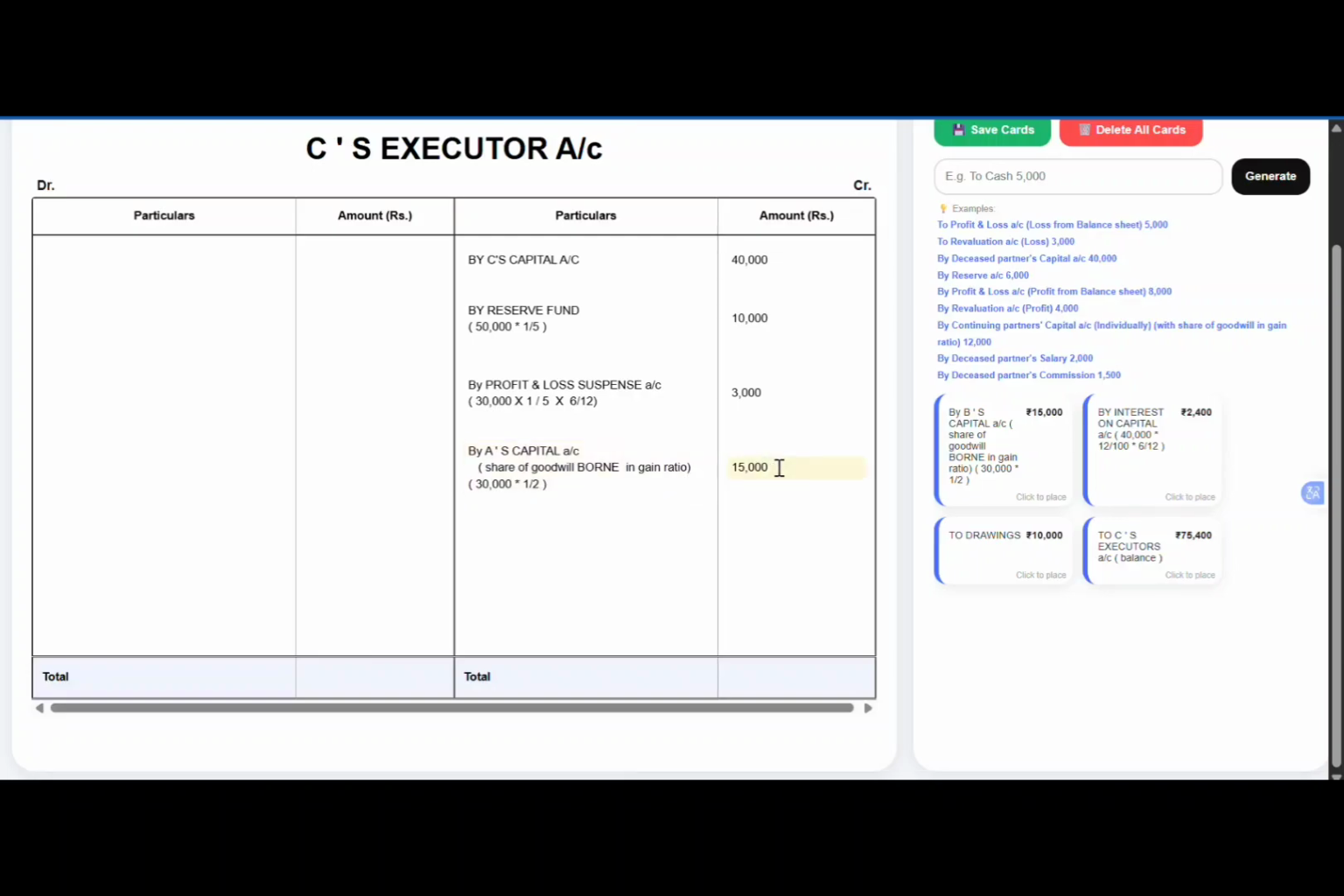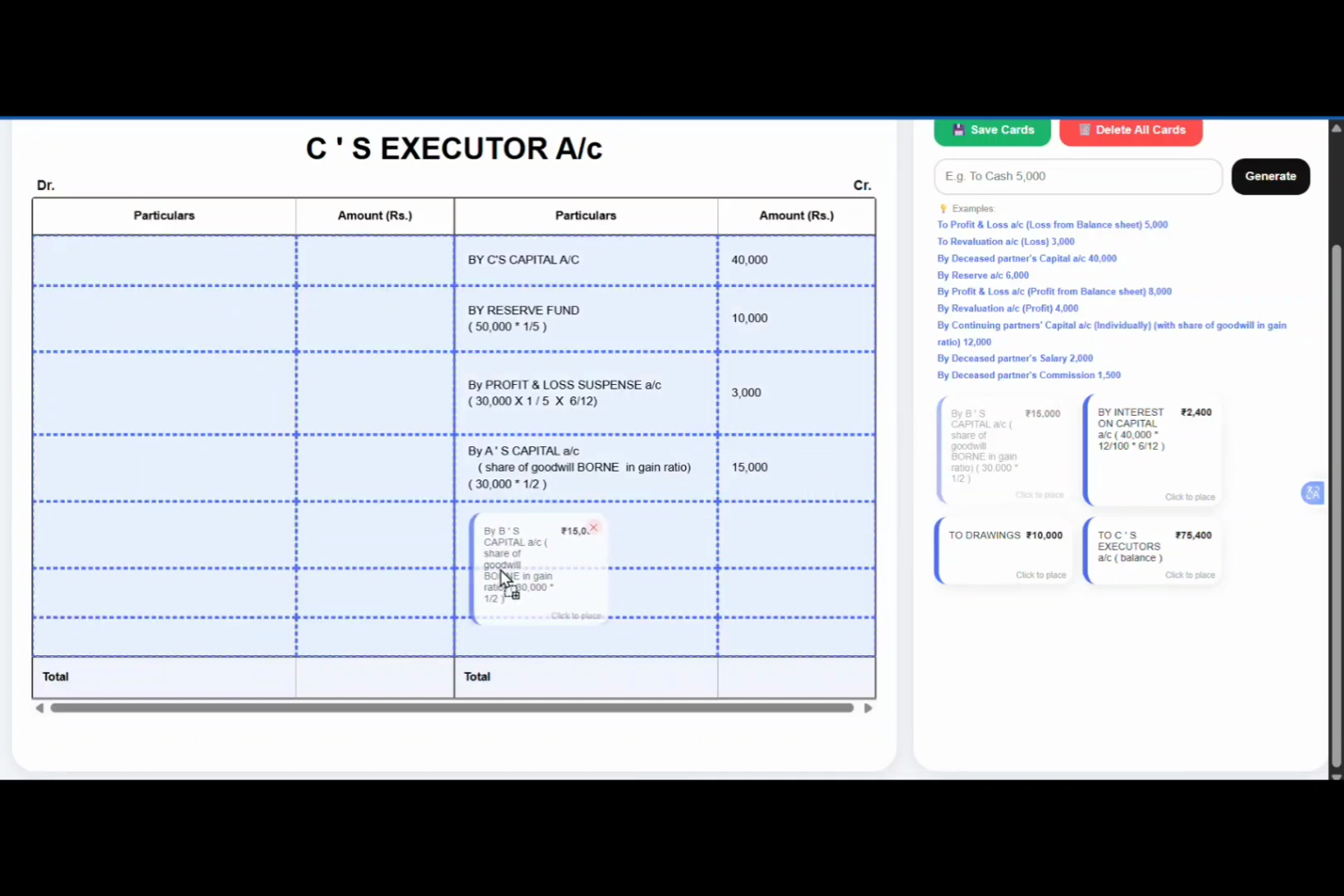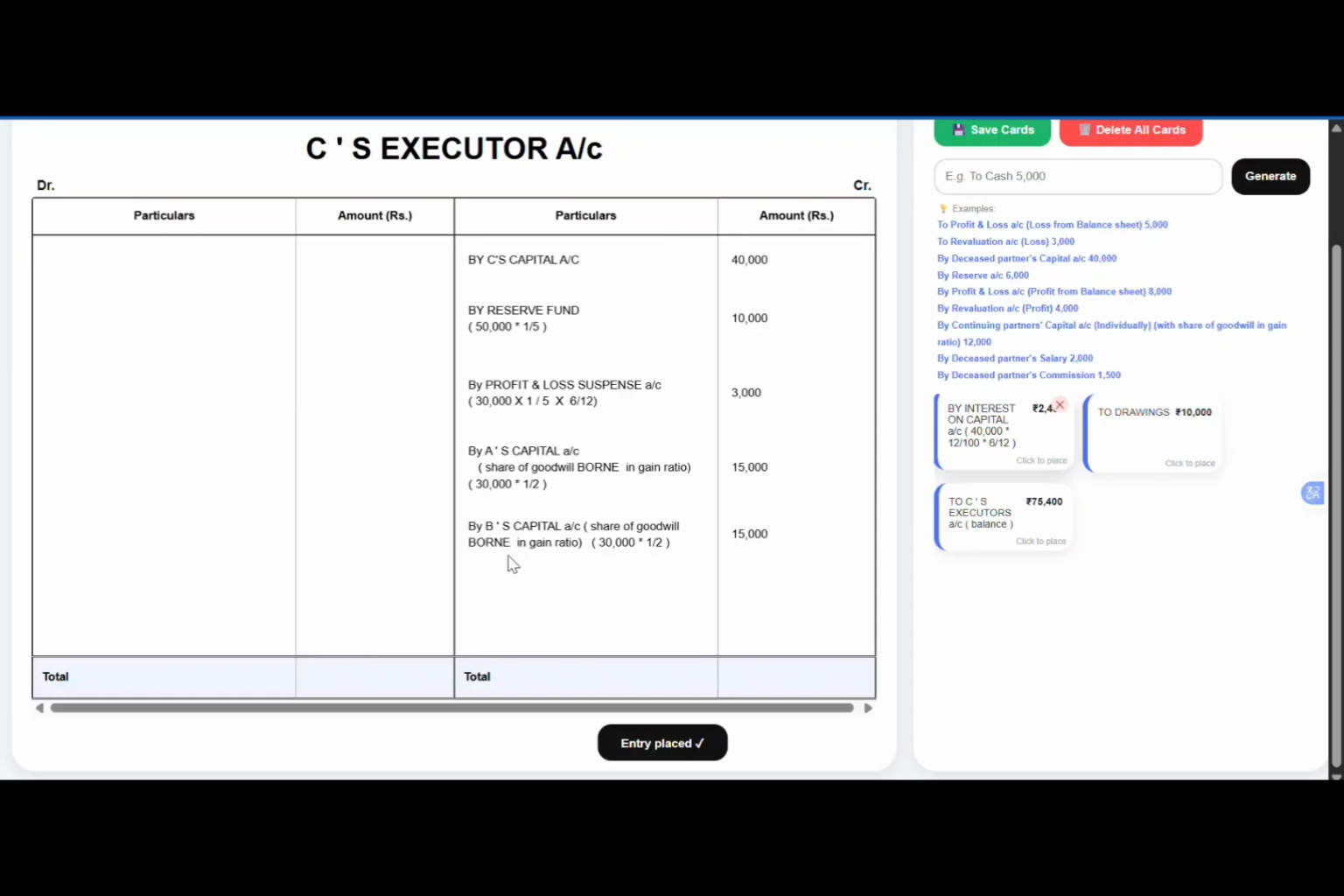Similarly, B also has to bear the goodwill of C. So B's capital account will be written on the credit side. B's capital account, that is the share of goodwill which is borne by B in the gain ratio for C, which will be 30,000 into 1 by 2, that is 15,000. So this is the goodwill which is borne by A and B for C, which is provided under the credit side of the executor's account. The next adjustment is the interest on capital.